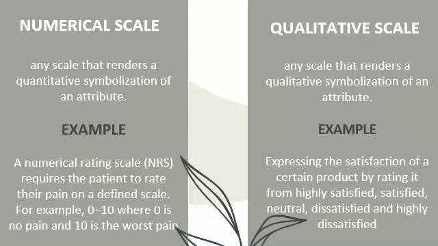So there are two types of rating scale. So first is the numerical scale and the qualitative scale. So in the numerical scale, it is any scale that renders the quantitative symbolization of an attribute. And on the other hand, the qualitative scale is any scale that renders the qualitative symbolization of an attribute.